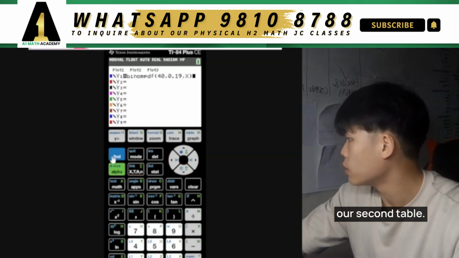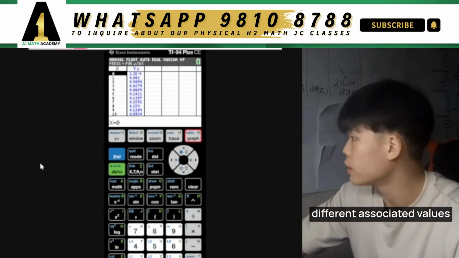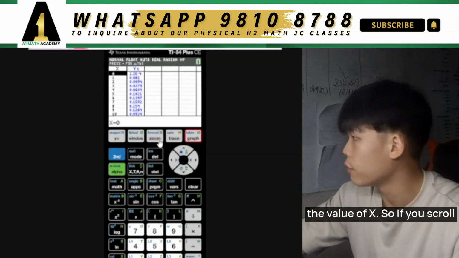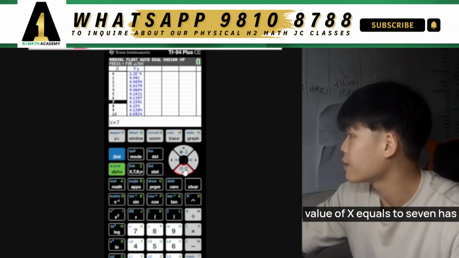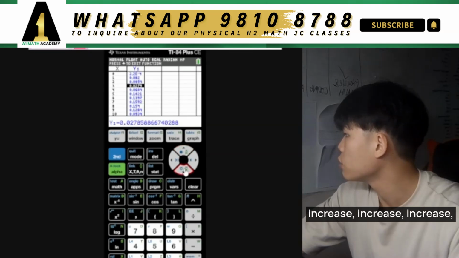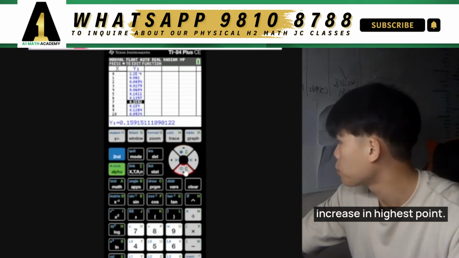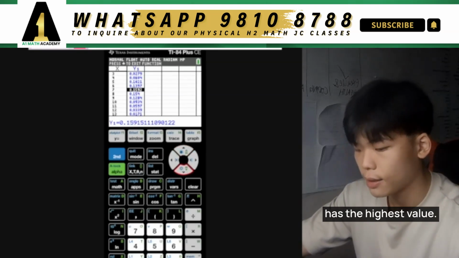Then over here, our second table. When I click second table, all of the different associated values will come up depending on the value of x. If you scroll down, you can see that the value of x equals 7 has the highest probability. And then everything just goes down. From here onwards, it increases, reaches the highest point, then decreases. So we can see that x equals 7 has the highest value.